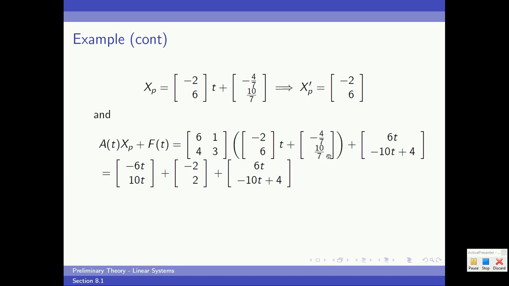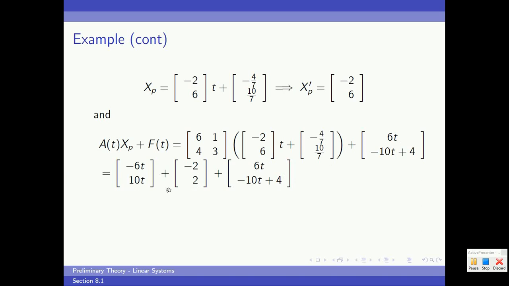When I take the matrix times this one, I'm distributing it through. So I have the 6 times the negative 4 sevenths. So I have negative 24 sevenths plus 10 sevenths, which gives me negative 14 sevenths, or negative 2. Similarly, here I'm going to have minus 16 sevenths plus 30 sevenths, and I'm going to be able to simplify that to positive 2. And then I have this right hand side adding up.